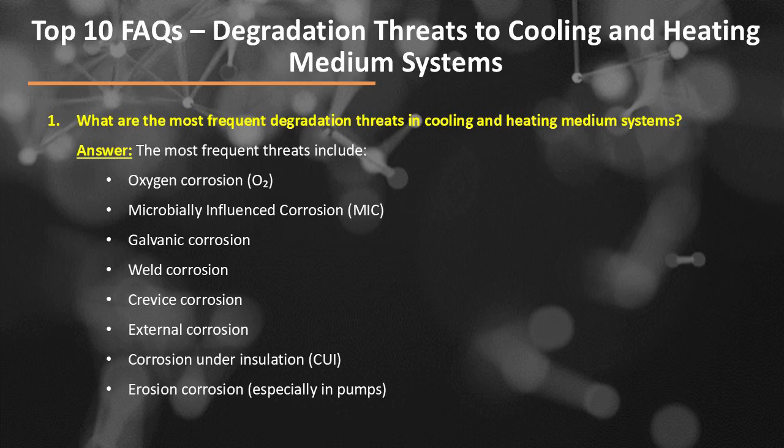Top 10 frequently asked questions on degradation threats to cooling and heating medium systems. Question number 1. What are the most frequent degradation threats in cooling and heating medium systems? The answer is, the most frequent threats include oxygen corrosion or O2, microbially influenced corrosion or MIC, galvanic corrosion, weld corrosion, crevice corrosion, external corrosion, corrosion under insulation or CUI, and erosion corrosion especially in pumps.